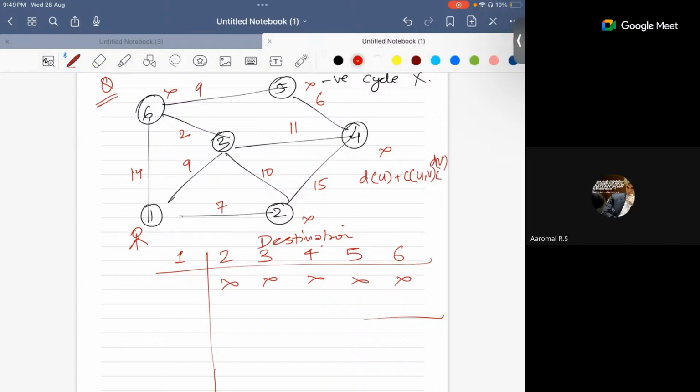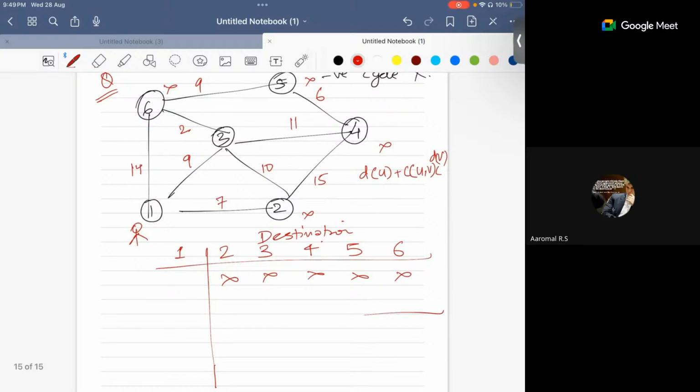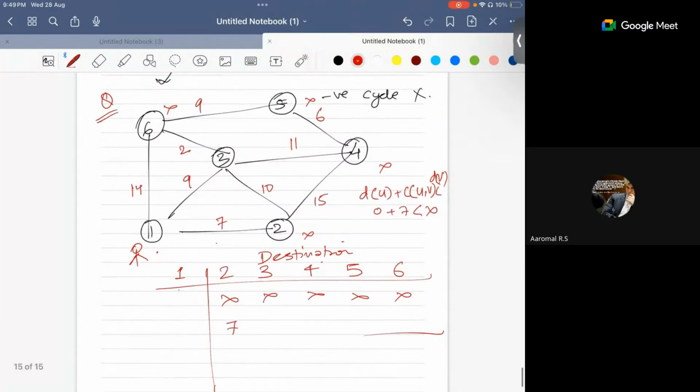If you are starting from 1, you can go to 2. Starting from 1, 0 plus 7 is less than infinite. Then you can update the value of dV as 7. This is the pseudocode I mentioned. So to go from 1 to 2, the weight is 7 in the first iteration. Can I go from 1 to 3? 0 plus 9 is less than infinite, so I'll update the value for 3 also, that is 9. Can I go from 1 to 4? I can't. There is no direct connection, so it is still an infinite distance. 1 to 5, can I go? This is infinite.